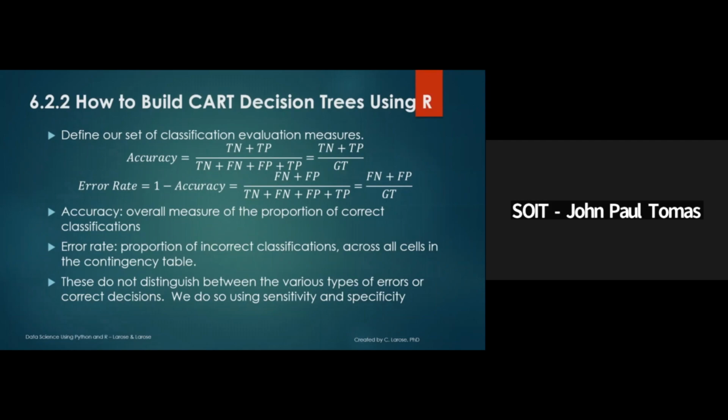Now, the error rate is the proportion of the incorrect classifications across all cells in your contingency table. This is the number of incorrect classifications, a proportion given on each of the cells based on your contingency table. Now, take note that this does not distinguish between the various types of error or correct decisions. So later on, we will be applying the sensitivity and specificity formulas for this one.